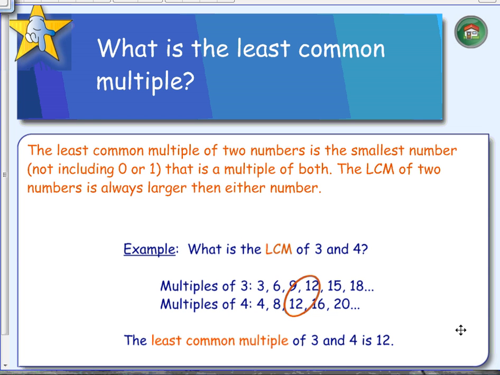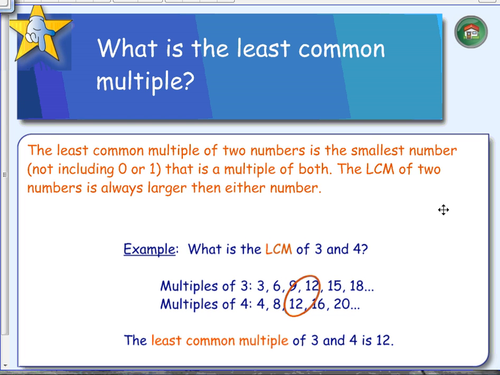All right, so today what we're going to be talking about is the least common multiple and how the least common multiple can help you with comparing some rational numbers. So first thing, what is the least common multiple? The least common multiple of two numbers is the smallest number, not including 0 or 1, that is a multiple of both.